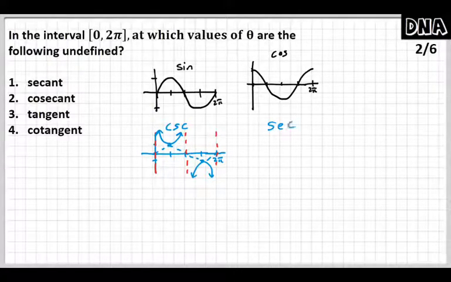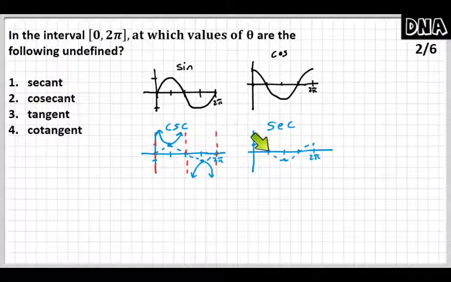The not so clean looking one is secant. Okay, let's do it. Did I do a ghost on this one too? Yeah, I did the ghost. I put cosine on here. Where are my asymptotes? They're where the function cosine is intersecting the midline. So I'm going to put my asymptote right there and right there. See, not so clean, right?